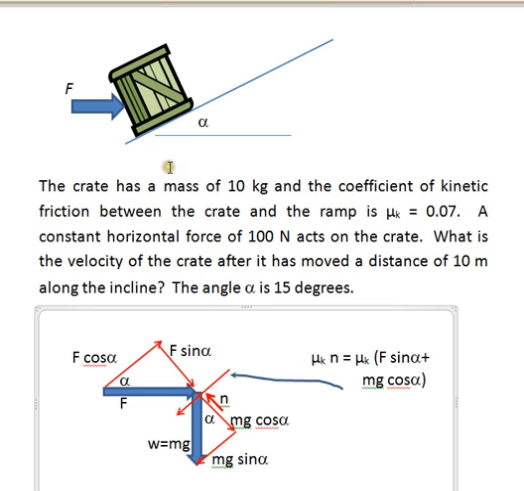So the numbers are given for the various parameters here. The mass is 10 kilograms for the crate. Coefficient of kinetic friction between the crate and ramp is a constant value 0.07, and the force is 100 newtons. Then the question is, what is the velocity of the crate after it has moved a distance of 10 meters along the incline? The angle alpha is 15 degrees.